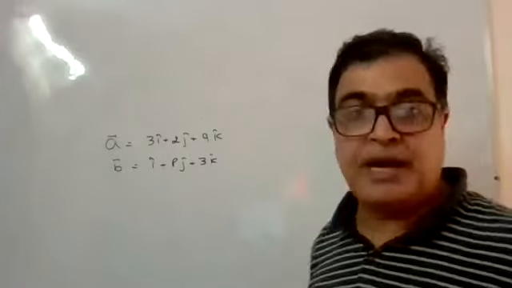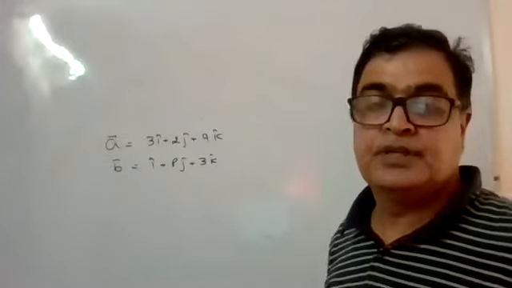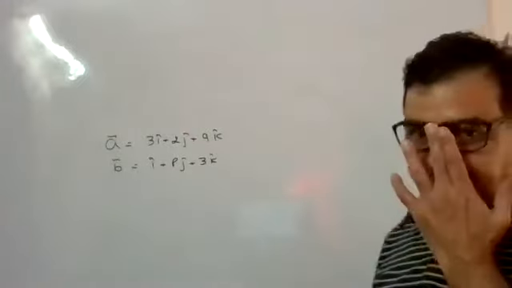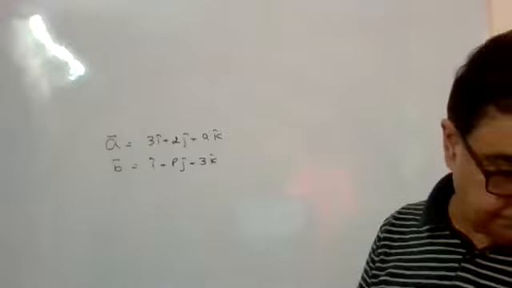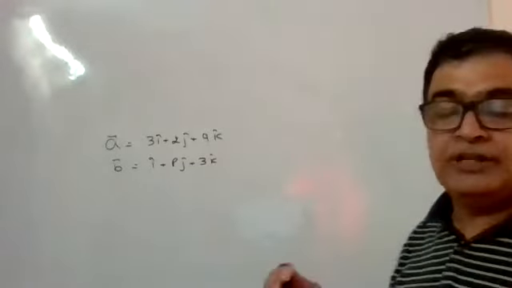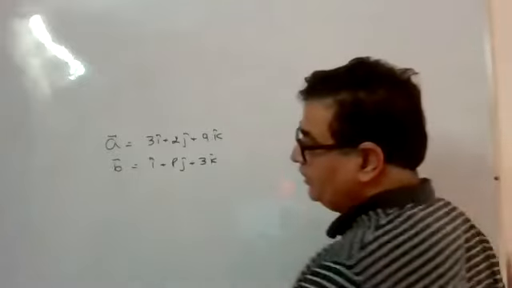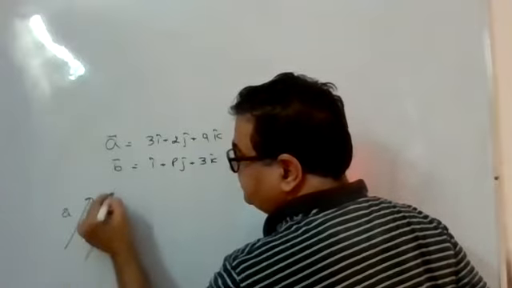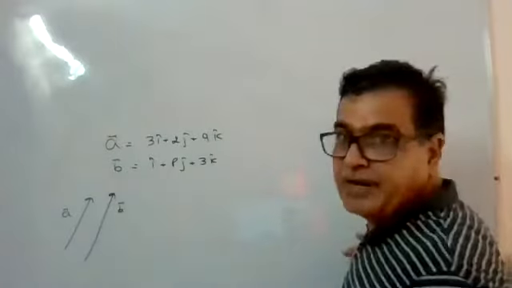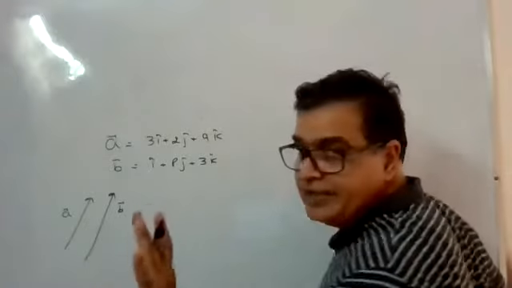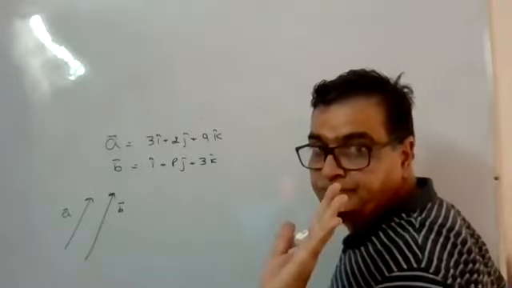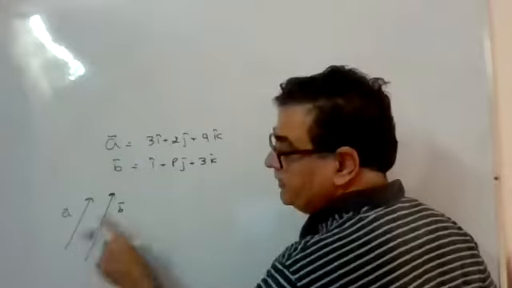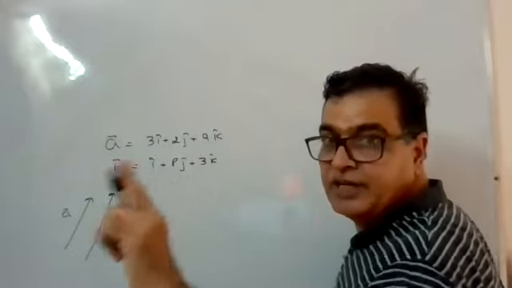First, if they are parallel, then what should be the condition? One thing you should keep in mind: if the two vectors are parallel, if this is vector A and this is vector B, and I'm saying they are parallel, then their direction is clearly the same, right? That means their unit vectors come out to be the same.